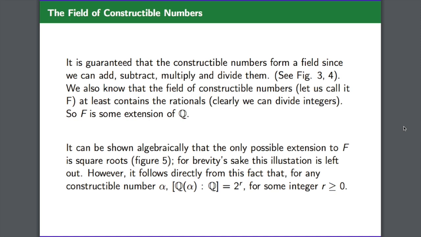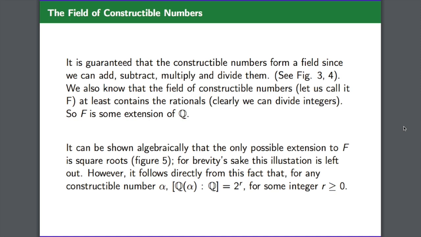So because of this really ugly algebra that I didn't include, we get this fun fact that the degree of Q adjoined with some constructible number alpha is always a power of 2. An integral power of 2, I should say. So it could be 1, 2, 4, 8, 16, anything, but it must be a power of 2.